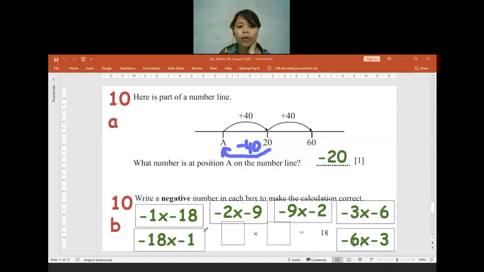Is there anyone who is confused at question 10? No, teacher. For sure, no confusion. Okay, if you have no confusion, I will move to question 11.